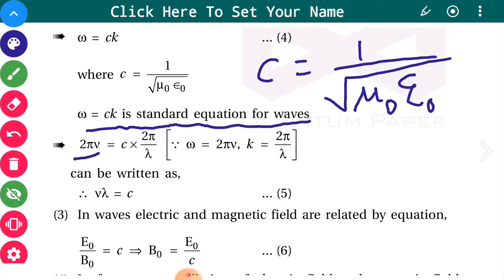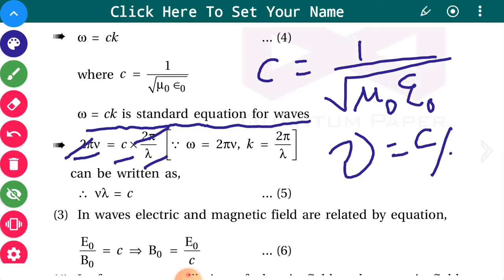ω is 2πν, and k is 2π/λ. So we can easily cancel 2π, so ν, that is frequency, equals c/λ, or the speed of light is c = νλ.